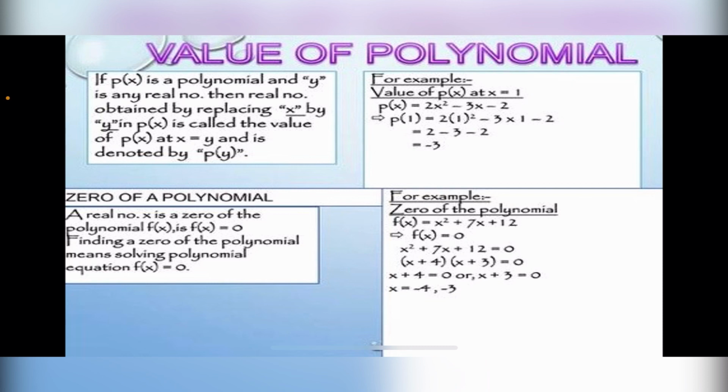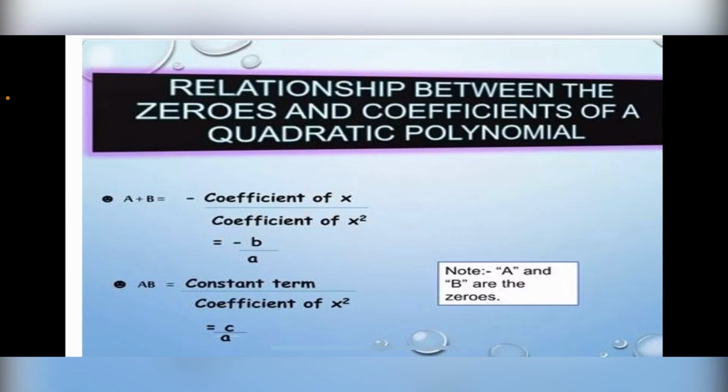It can be any one of the terms. Now the relationship between the zeros and the coefficients of a quadratic polynomial. Here alpha plus beta is equal to minus b by a, and alpha into beta is equal to c by a. Here I have mentioned alpha and beta are called the zeros of the polynomial.